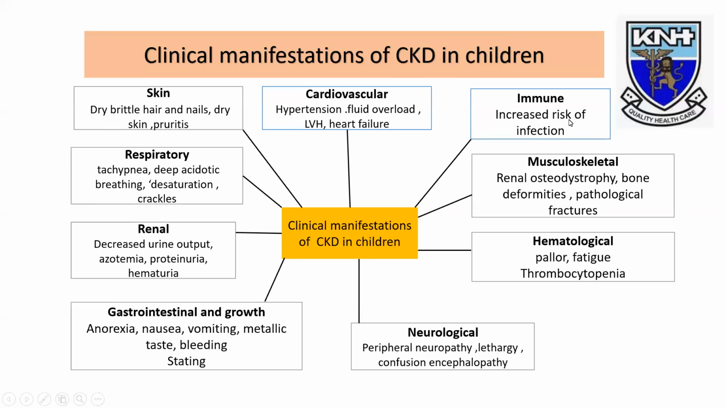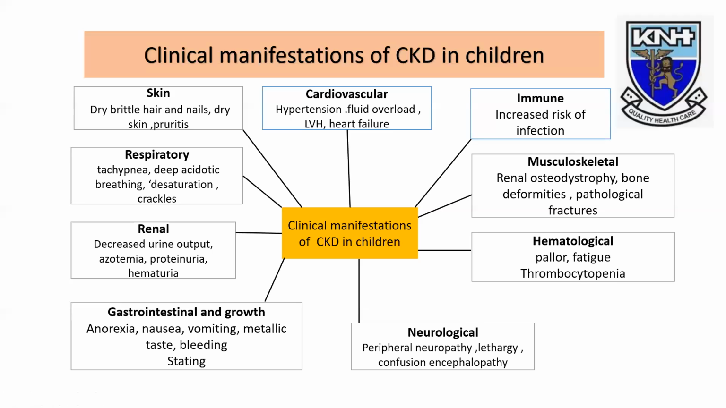In terms of the immune system, they tend to have lower immunity and recurrent infections because of the decreased bone marrow response. In the musculoskeletal system, the most common finding will be renal osteodystrophy. That's where you find the child with bone deformities and short stature. Or the child can manifest with pathological fractures because of the lower calcium, lower vitamin D, and hyperphosphatemia. In terms of the hematological, you can find the child has pallor, has fatigue, and sometimes they can have thrombocytopenia, which causes bleeding tenderness, maybe at the puncture site.